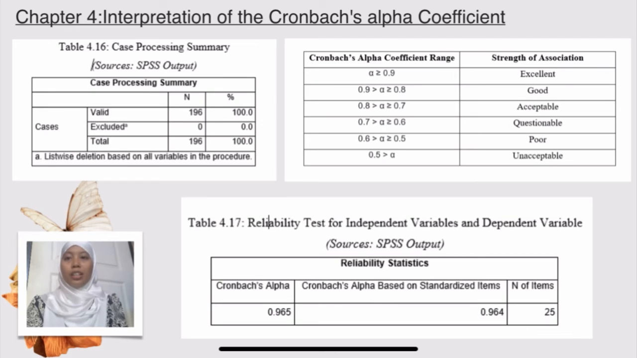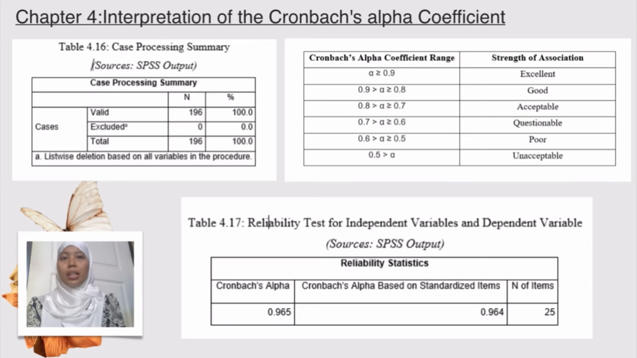Next, in Chapter 4, Interpretation of Cronbach Alpha Coefficient, this research contains 25 questions using Likert scale to determine the level of agreement. Table 4.16 and Table 4.17 above show the reliability test for both dependent variable and independent variable for this research. The total number of the questions was 25, with 20 questions belonging to the 4 independent variables, while the other 5 questions remaining belong to the dependent variable. The Cronbach alpha rating is 0.965 based on the answers to all the questions above.